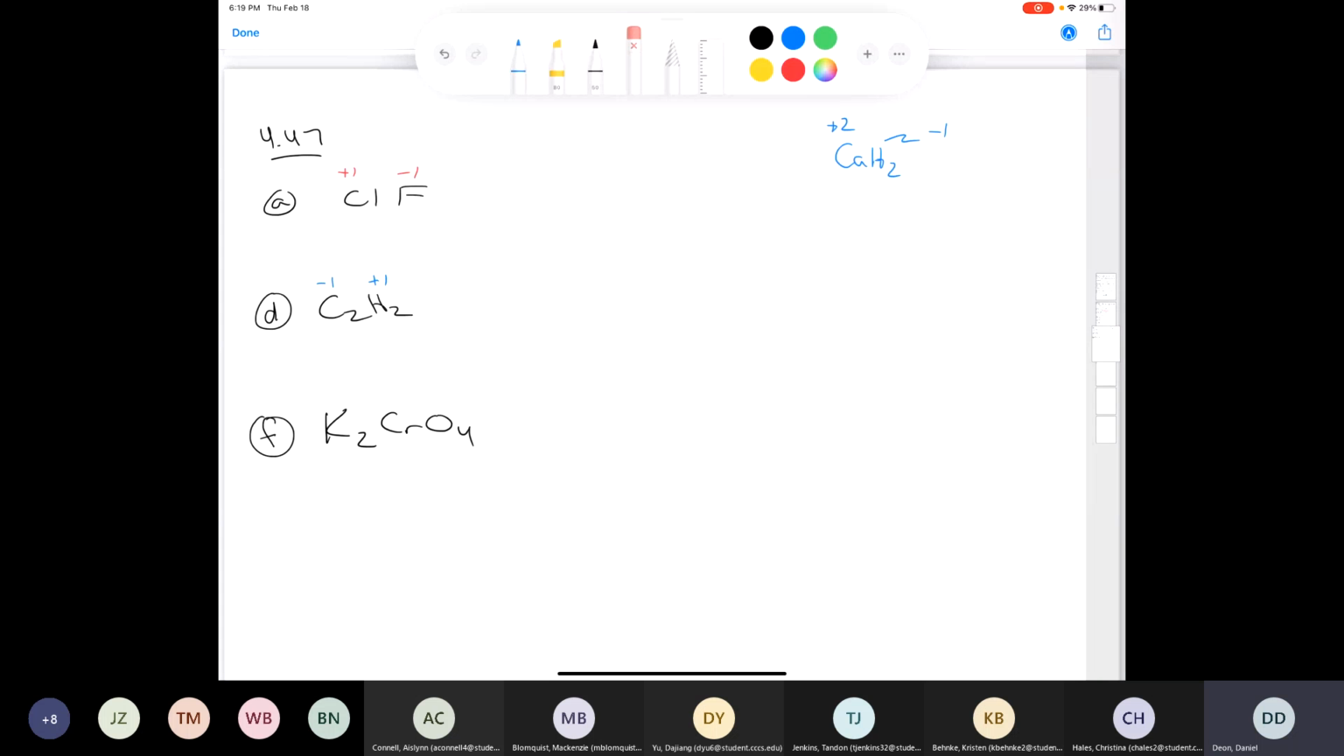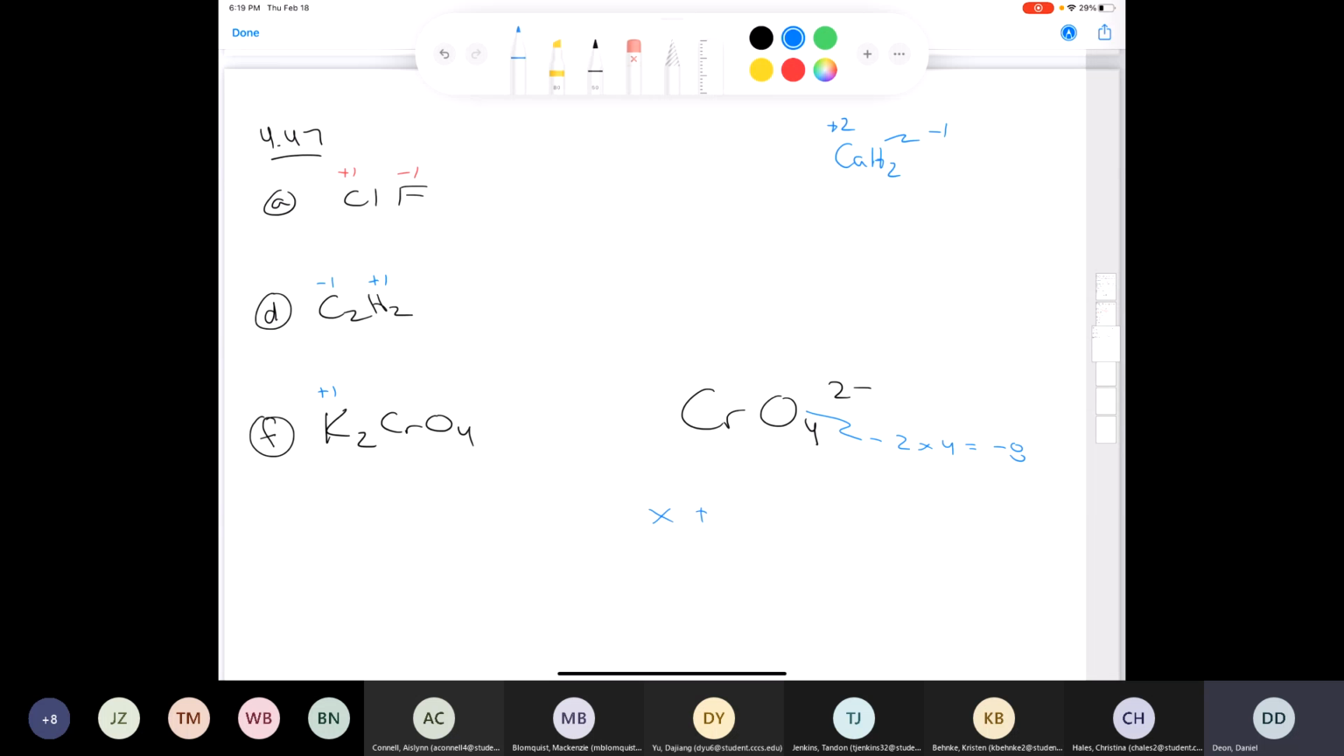And for the next one, you have potassium chromate. Now, the easiest way to do this is probably to memorize the chromate ion, right? So potassium is in group 1A, so it's plus 1. The chromate ion, I'll rewrite it over here, is CrO4 2 minus. Okay, we have our oxygen, which is negative 2 times 4, which equals negative 8.